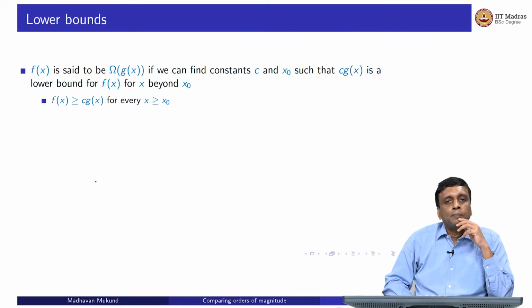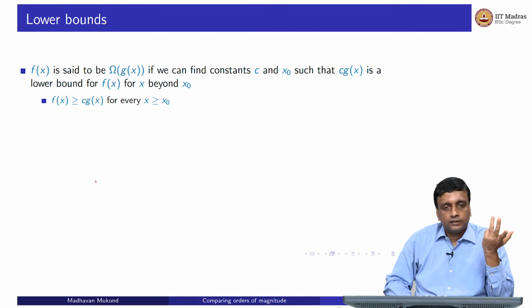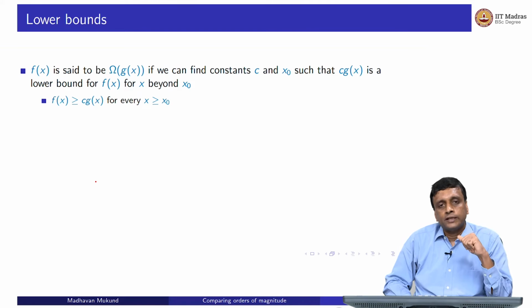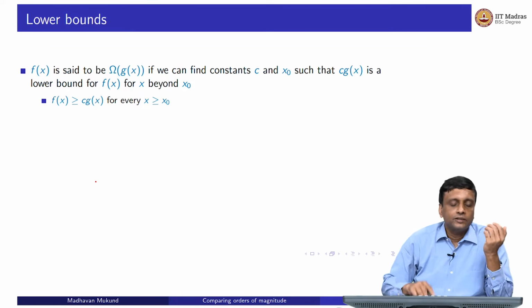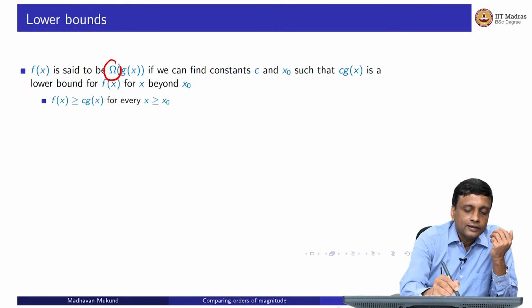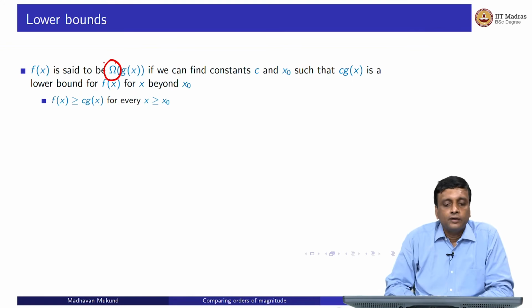So this is for upper bounds. Sometimes we might want the other way. We want to say that a function is above another function, right. So this is called a lower bound. So earlier we said that f(x) is below g(x), now we want to say f(x) is above g(x), right. So this is written using this Greek letter omega, capital omega in particular, right.